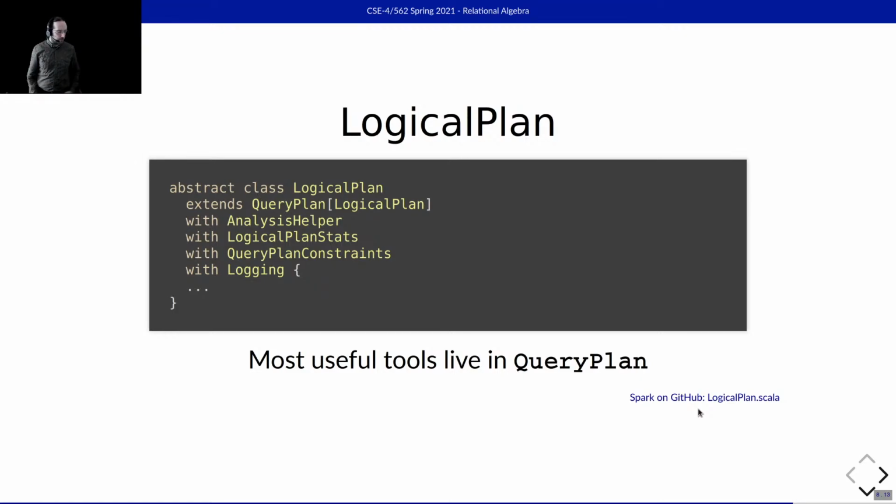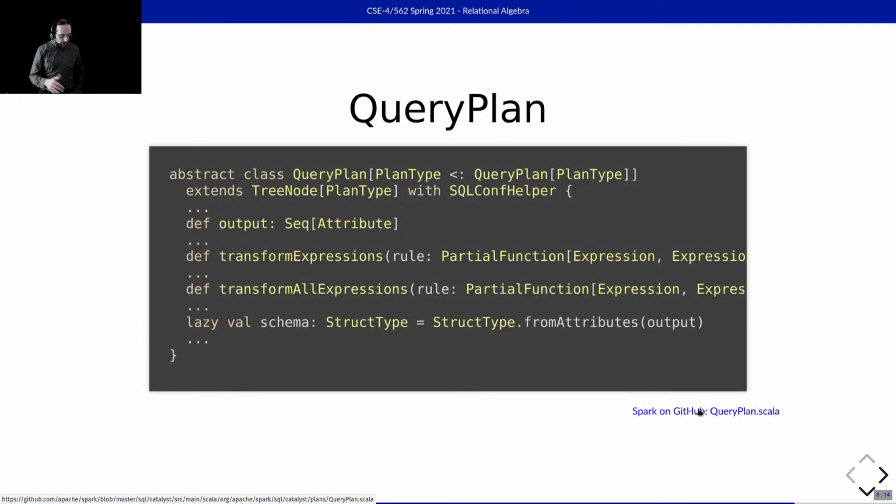I'm going to sweep that all under the rug for the moment. But the takeaway here is that most of the interesting logic for logical plans actually lives in this other class called QueryPlan. So QueryPlan has a couple of useful functions, and we'll go over these in greater depth next Tuesday. But in particular, a query plan has a schema to it. It has a set of attributes. Those attributes have names. Those attributes have data types.